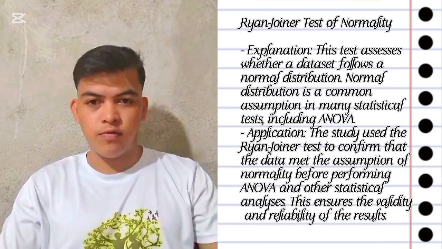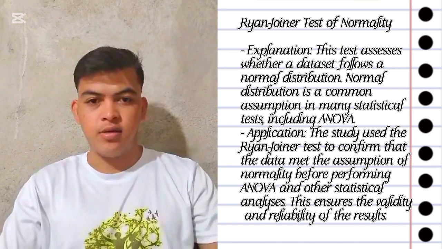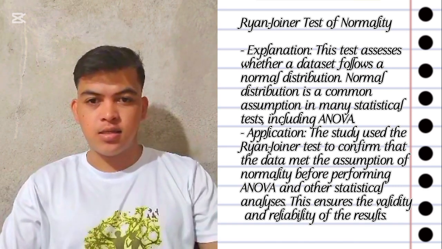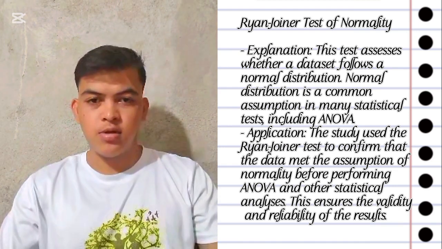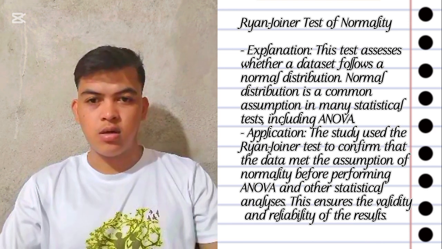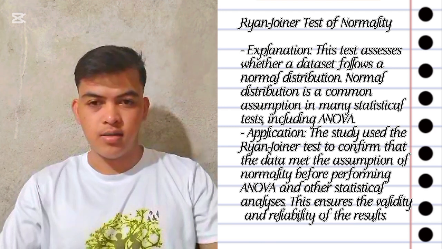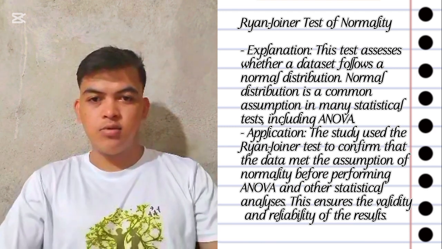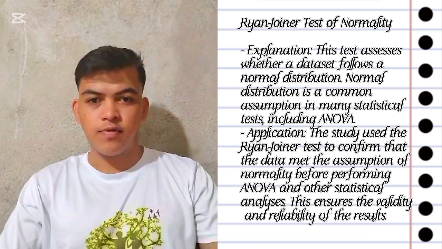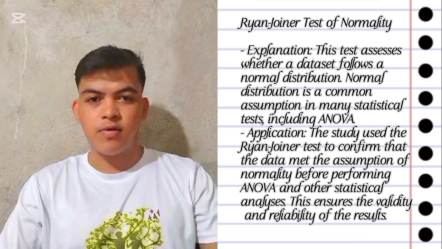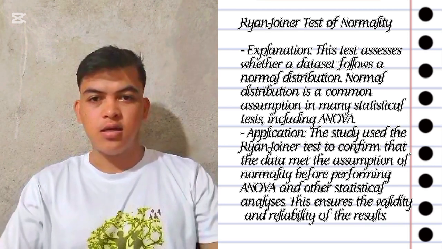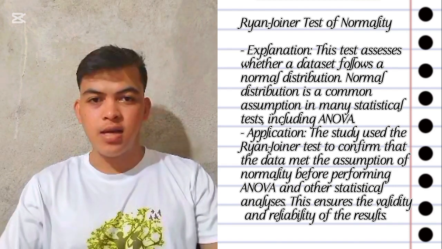Ryan-Joiner test of normality. Explanation: this test assesses whether a dataset follows a normal distribution. Normal distribution is a common assumption in many statistical tests, including ANOVA. Application: the study used the Ryan-Joiner test to confirm that the data meet the assumption of normality before performing ANOVA and other statistical analysis. This ensured the validity and the reliability of the results.